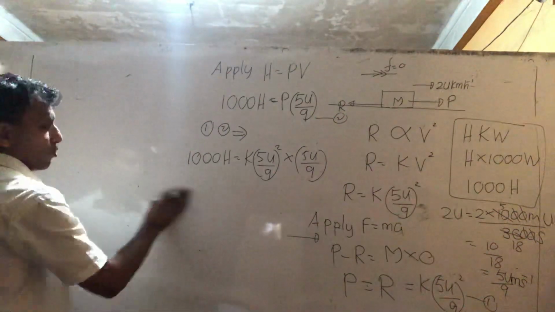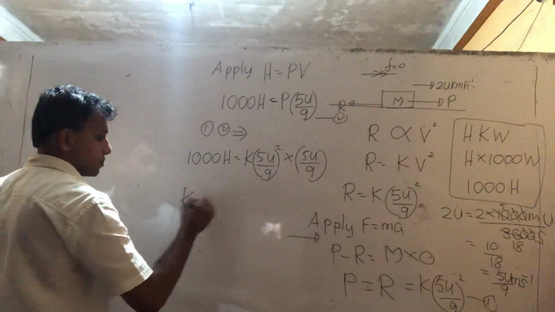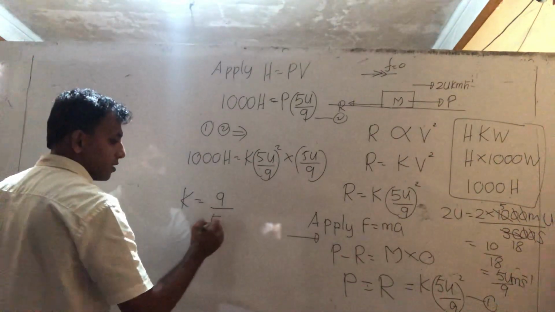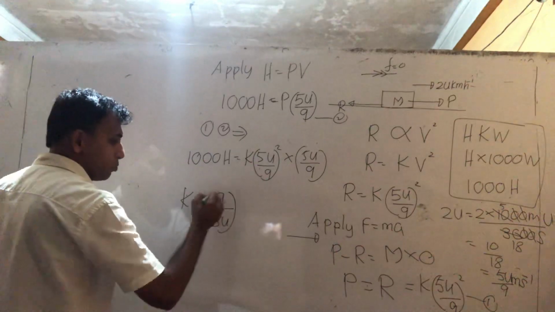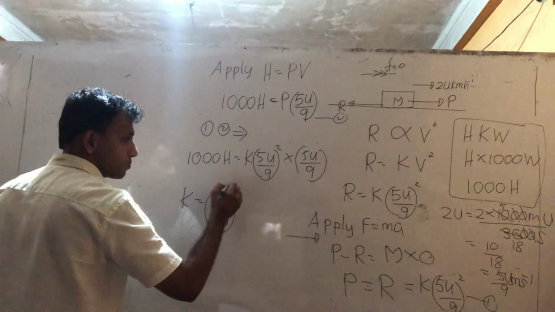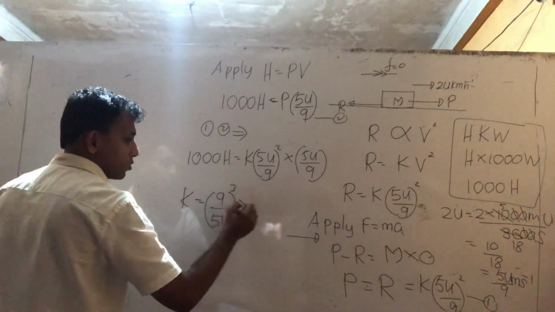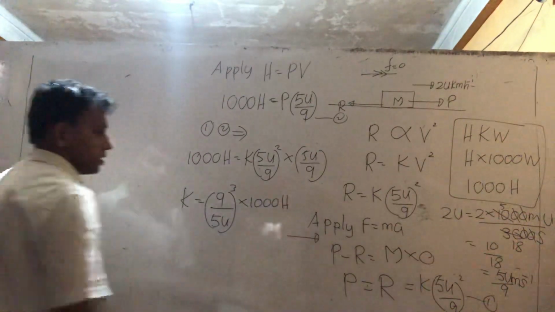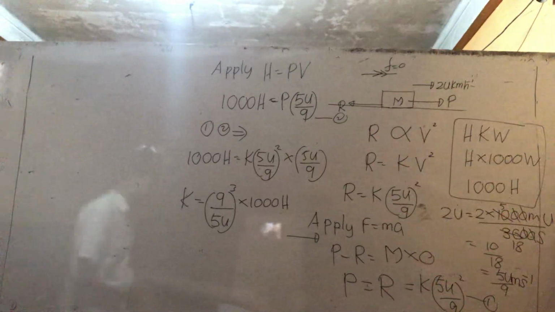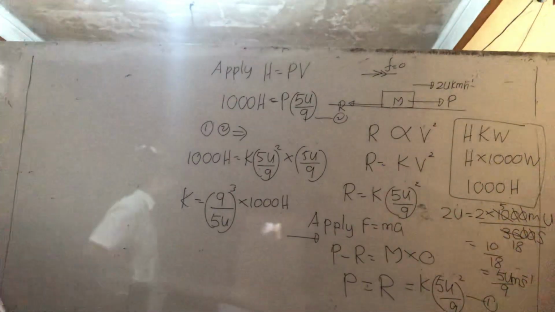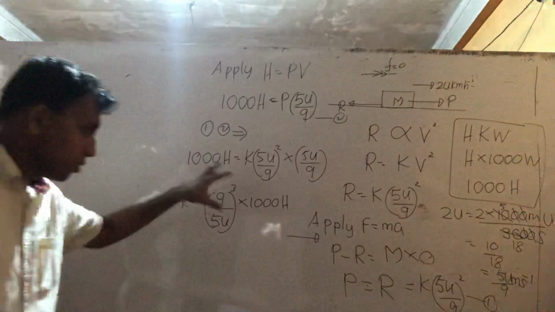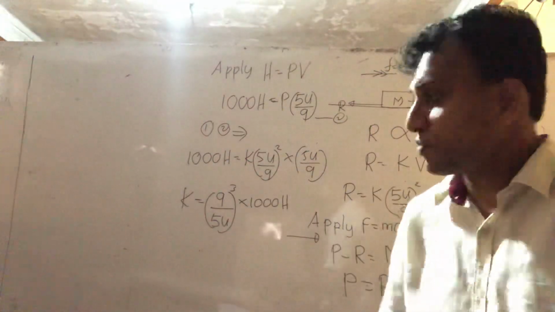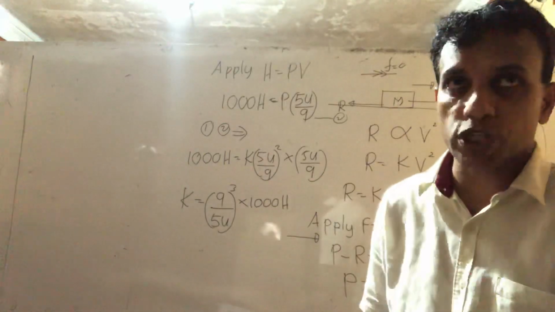So what is K therefore? K equals 1000 H into 9 cube over the complete 5u cube. Cross multiply and divide, and see, that's cube. This is the constant here. So this is correct, you can go ahead. If it fails, you can't go to the inclined motion.